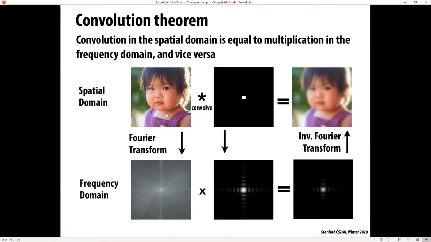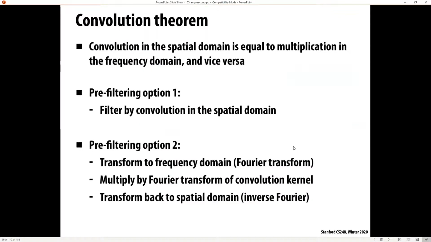So this is called the convolution theorem. It says you can either convolve in the spatial domain or multiply in the frequency domain. It's the other way too. You can multiply in spatial or convolve in the frequency. There's a duality. So this convolution theorem says we have two options. We can pre-filter by convolution in the spatial domain. So if I, in a mathematically continuous sense, do a convolution in the spatial domain, that's great. I can do that. Or transform to the frequency domain, multiply by the Fourier transform that's matching that convolution kernel, and then transform back to the spatial domain.